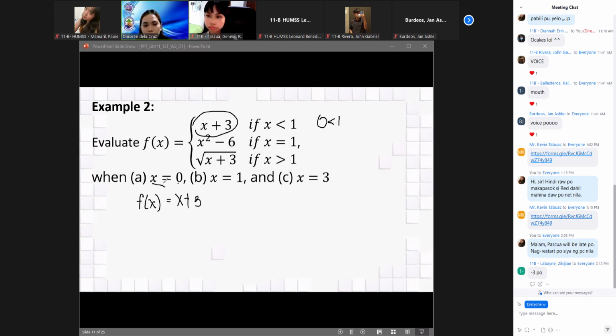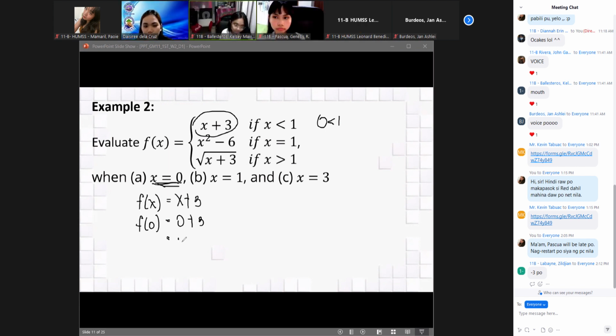And then, kung ano man yung given, ayun yung ating isa-substitute to find out what is the value of our output. Okay? So, f of 0 is equals to 0 plus 3. So, 0 plus 3, the answer is 3 po. 3. So, therefore, ito na yung ating output sa letter A. Okay? How about for letter B?